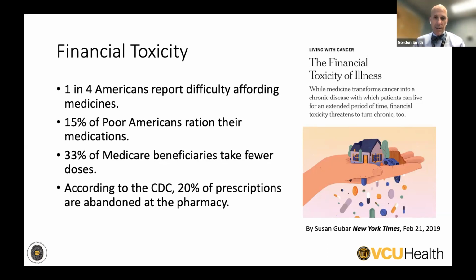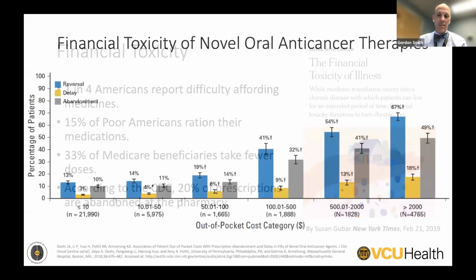And there are lots of statistics about this, but just to put some on the slide here, 1 in 4 Americans have difficulty affording their medicines. 15% of poor Americans ration their medications. A third of Medicare beneficiaries take fewer doses than prescribed. And according to the CDC, 1 in 5 prescriptions are abandoned at the pharmacy, which is pretty striking when 1 in 5 of your patients aren't filling the prescription you give them.